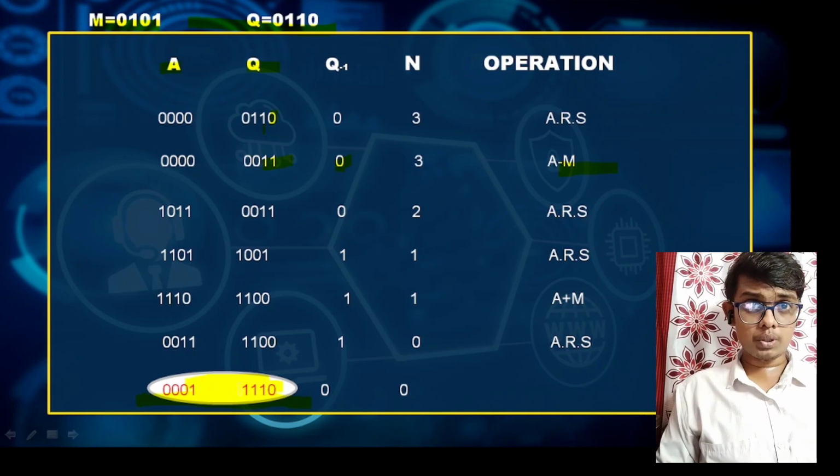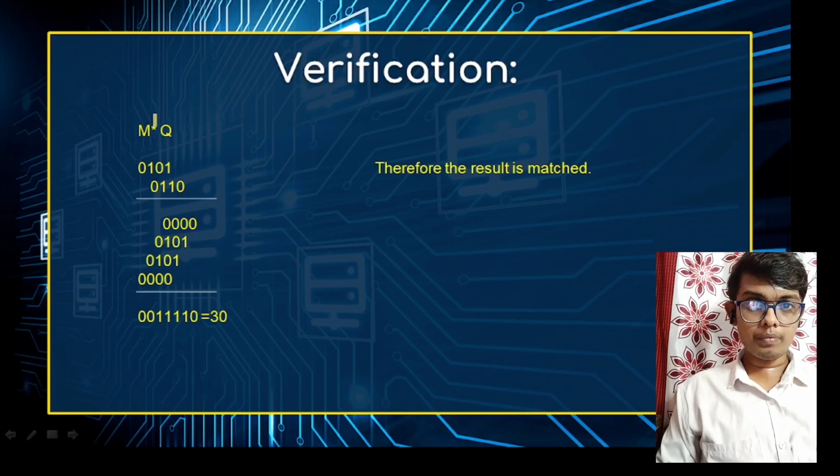M is equal to 0 1 0 1 and Q is equal to 0 1 1 0. When we convert into decimal, this is 5 times 6, which is equal to 30. As you can see, when we convert the result into decimal, it is 30. Let's check the verification. For the verification, I am multiplying M into Q, 0 1 0 1 with 0 1 1 0, the multiplicand and multiplier. After multiplying this, I will get the result, which is equal to 30. Therefore the result we get in Booth's algorithm and the verification is satisfied. Therefore the result is matched.